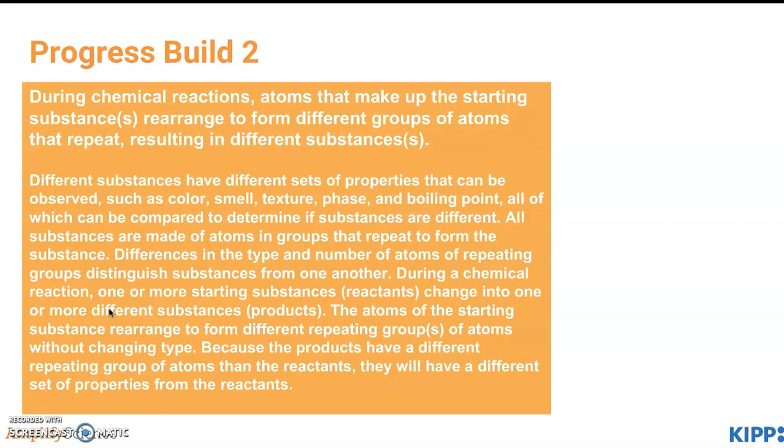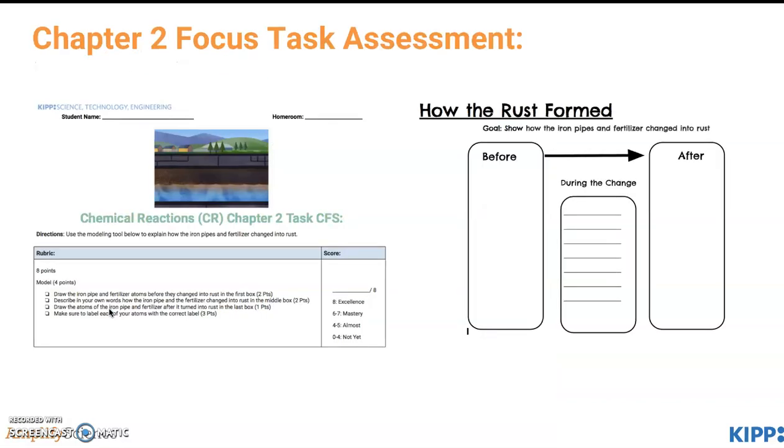Progress Build 2. During chemical reactions, atoms that make up the starting substances rearrange to form different groups of atoms that repeat, resulting in different substances. Chapter 2 Focus Task Assessment.